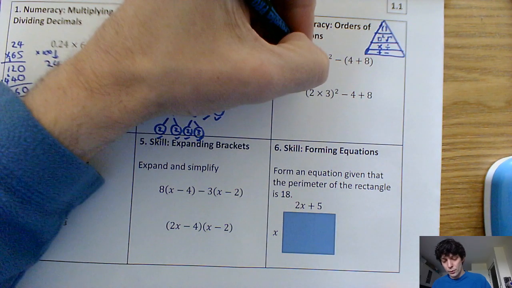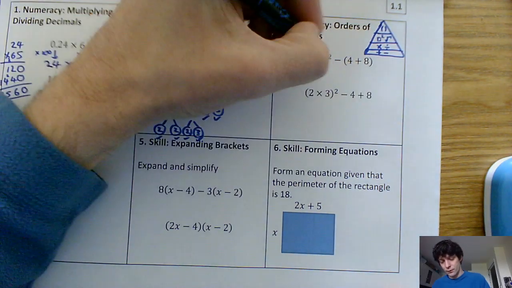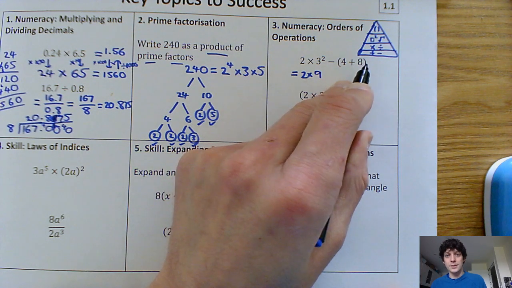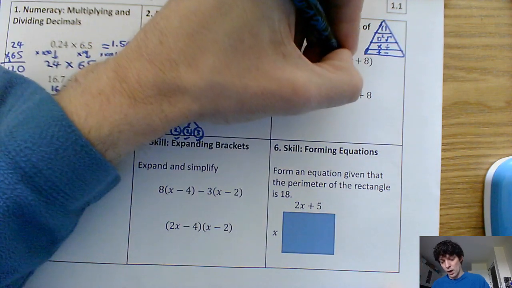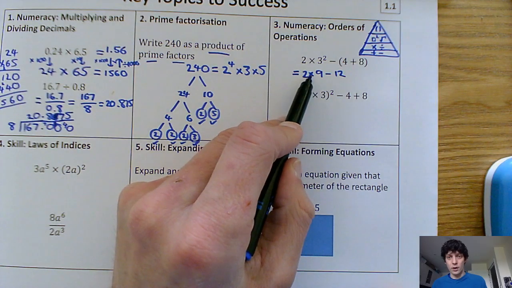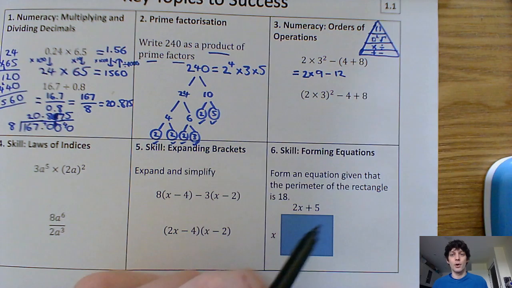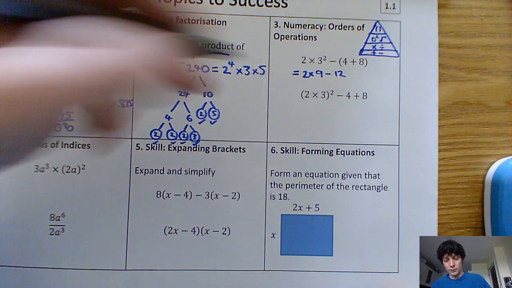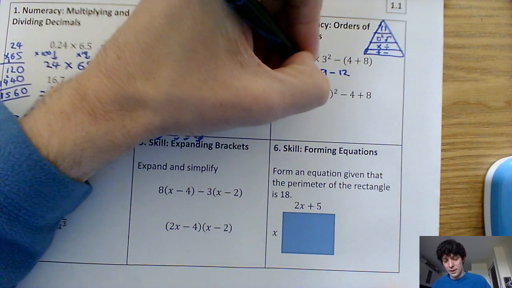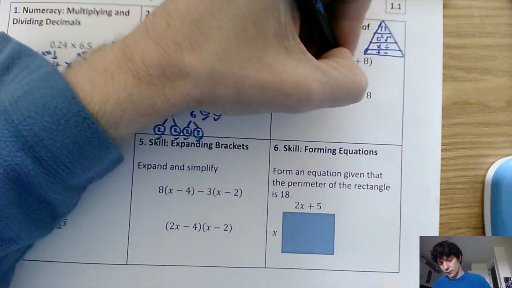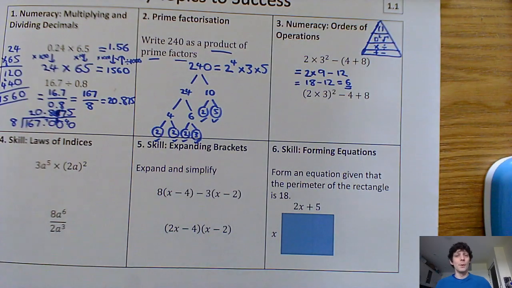So 2 times 3 squared, so instead of writing 3 squared I write 9. I'm doing this bracket, so 4 plus 8 is 12. I'll subtract 12. Now I've got multiplication and subtraction. Multiplication is a higher priority than subtraction, so I do the multiplication first. 2 times 9 is 18, so we've got 18, take away 12, which is 6. Okay, when we break it up step by step like that, very straightforward.